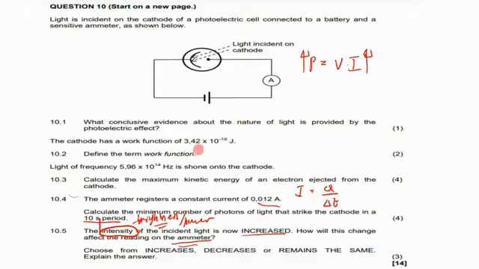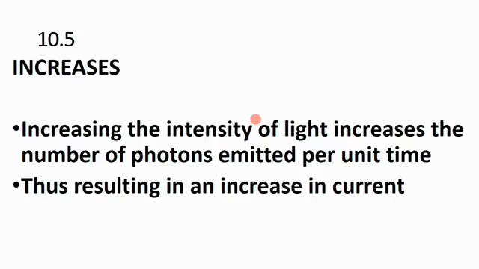But then how do we explain it in terms of this? So it says choose from increases, decreases, or remain the same, and then explain the answer. So we already have the solution, it's increases. But then how do we explain?